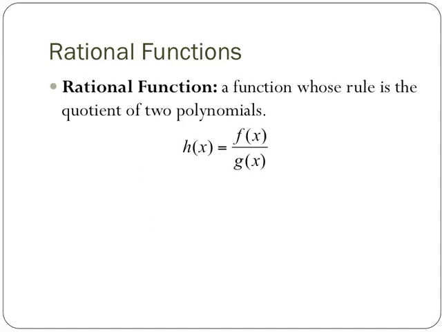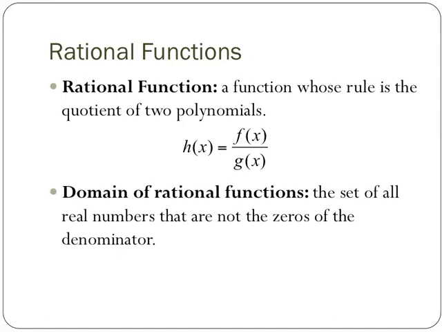So you can represent it this way. H of x would be a rational function if f of x is a polynomial and g of x is a polynomial. Now the domain of rational functions, we've talked about the domain generally for any function, is going to be all real numbers with the exceptions of when you have square roots and denominators. Now since you don't have any square roots when you're talking about polynomials, all of the domain restrictions are going to come from the denominator. So the domain of rational functions is the set of all real numbers that are not zeros of the denominator, or in other words, don't make the denominator equal to 0.